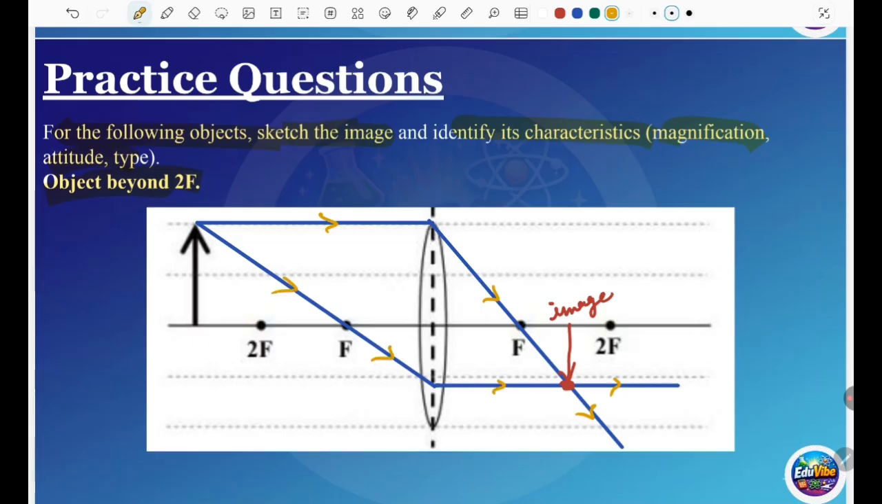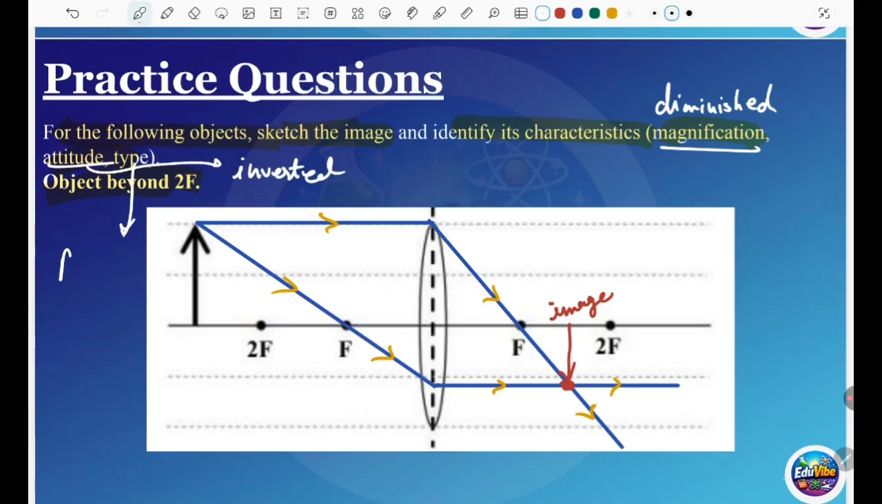So for this type of image, the image is much smaller than the object, so the magnification is diminished. For attitude, you get an inverted image, and for the type you get a real one, because this is a converging lens. There's only one case in a convergent lens where you have a special case, but it's not like that case.